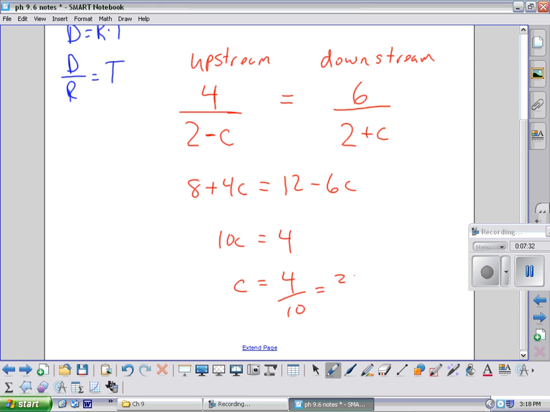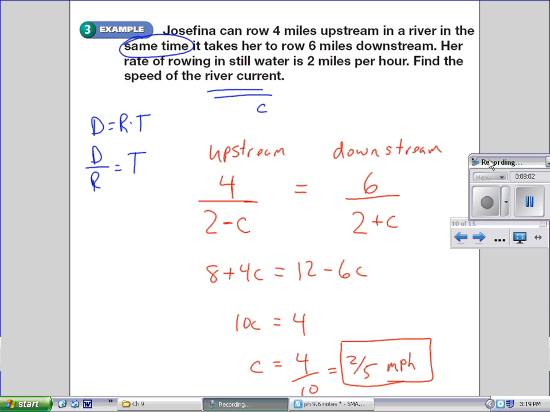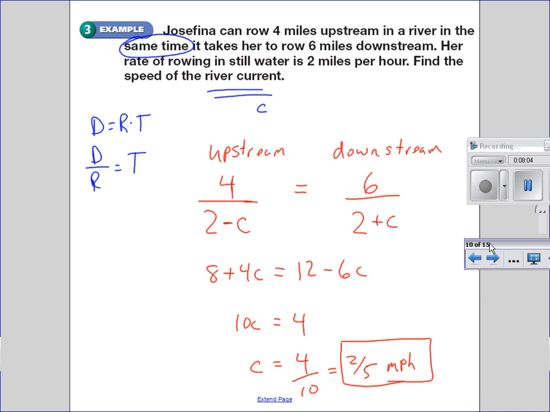4/10, 2/5, and that's in miles per hour, right? Okay. But the key to solving this problem lies in getting it set up correctly. Okay. Josephina goes 4 miles upstream in the same time it takes her to go 6 miles downstream. So you have to have something to set this equal. So this is like number one. It's still a proportion problem, but it goes pretty quickly and easily once you get it set up.